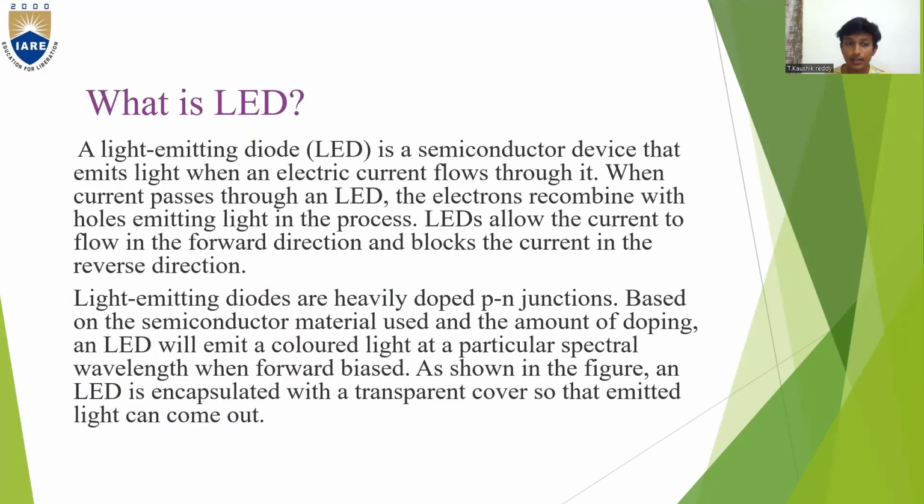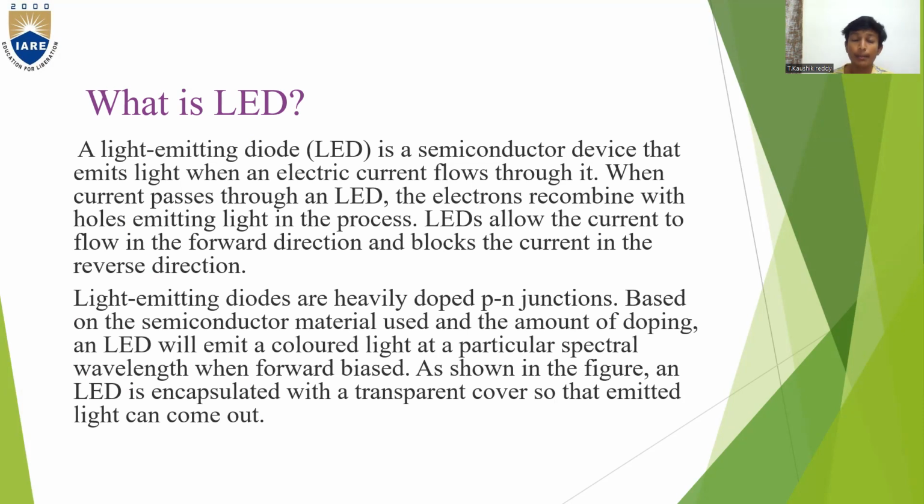So basically, let's learn first what is an LED. An LED is a light emitting diode. It is a semiconductor device that emits light when an electric current is passed through it. When the current passes through an LED, the electrons recombine with the holes, emitting light in the process. LEDs allow the current to flow in the forward direction and block the current in the reverse direction.